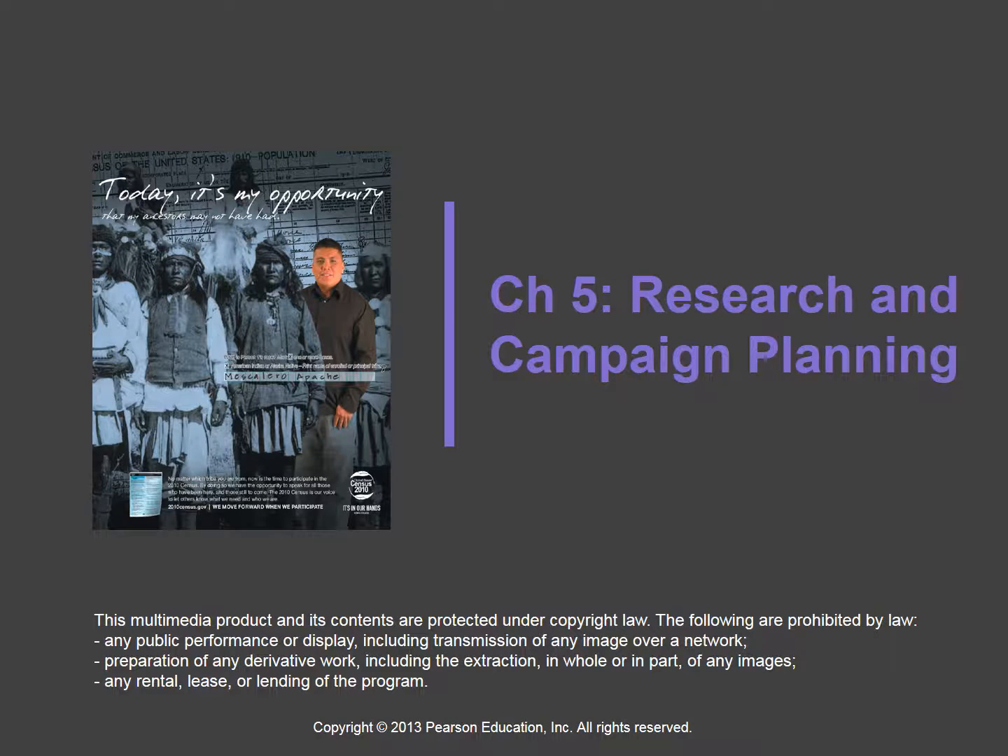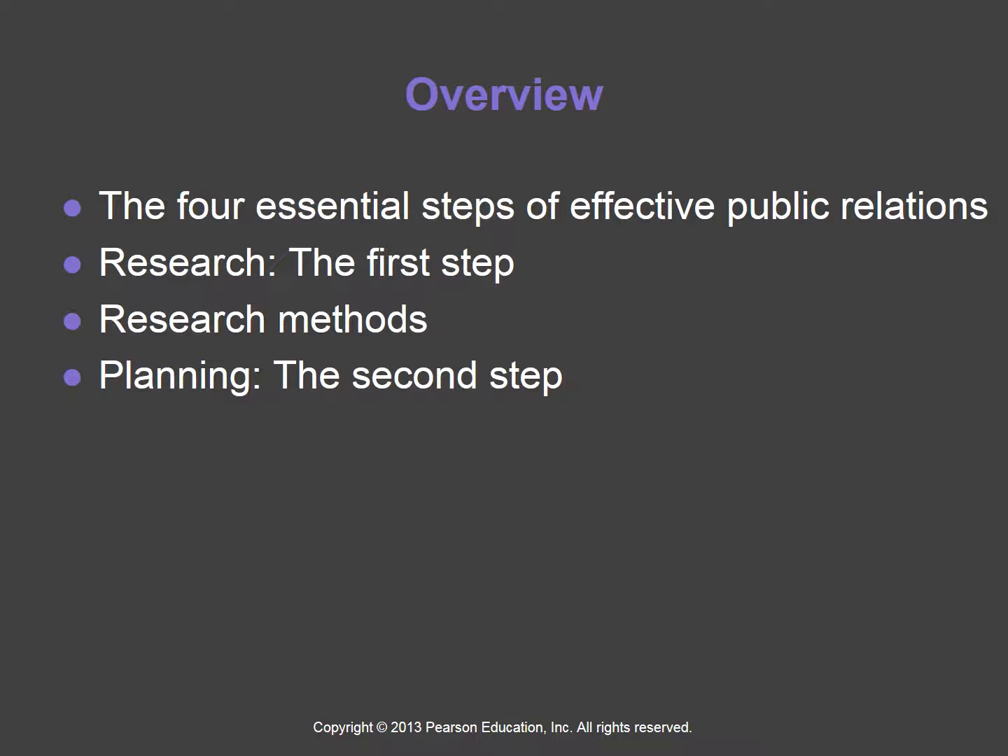Welcome to Chapter 5, where we're talking about research and campaign planning. So for this, we're going to look at a couple of different things. We're going to give an overview of the 4 essential steps of effective public relations. Then we're going to look at the first 2 in detail, which is research and the research methods that go with it, and then planning, which is the second step.